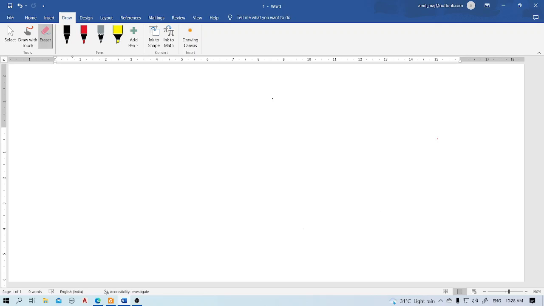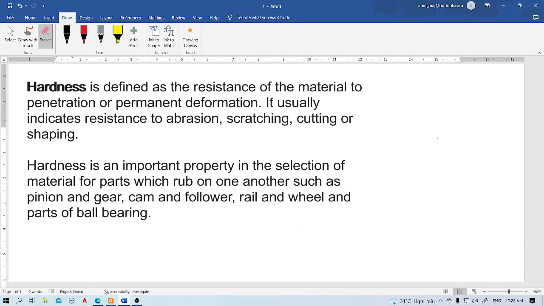Now I am moving to the last property, that is hardness. It is defined as the resistance of the material to penetration or permanent deformation. It usually indicates resistance to abrasion, scratching, cutting or shaping.